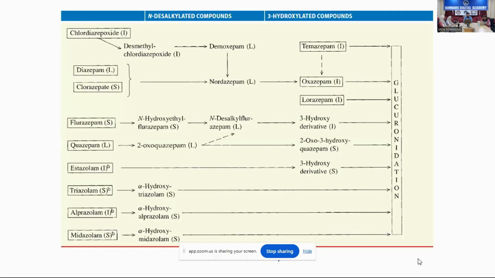Again, this is a table. As I was mentioning, diazepam and chlordiazepoxide get converted into nordazepam or demoxepam. And again, at the end, it gets converted into oxazepam. And that's why we can technically use oxazepam also as a drug.